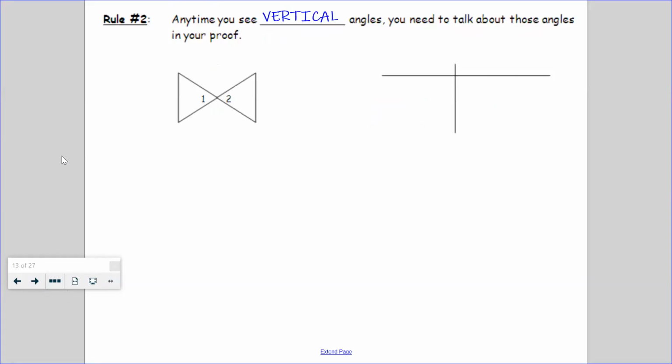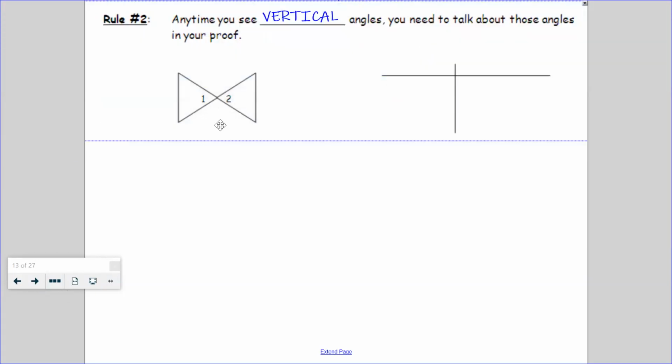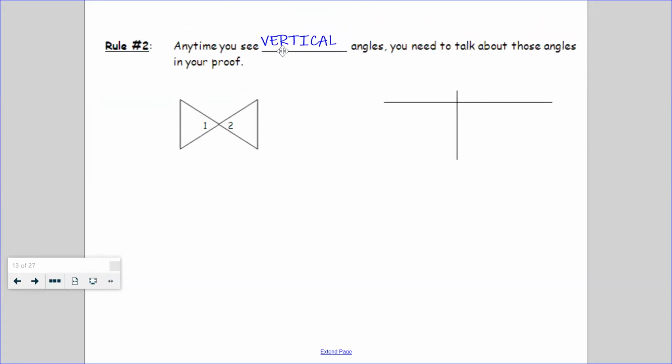Anytime that you see vertical angles in your proofs, you are going to have to talk about the angles in the proofs. Now, we've discussed vertical angles several times this year already. The first thing you have to do is state that they are in fact vertical angles. Also, if those numbers are not there, go ahead and put them in your picture yourself, but we're going to name those angles 1 and 2.